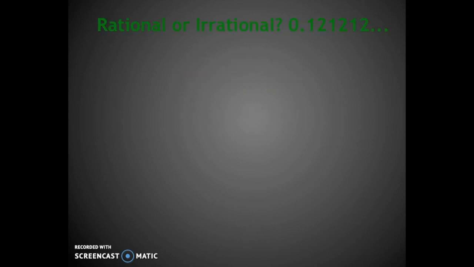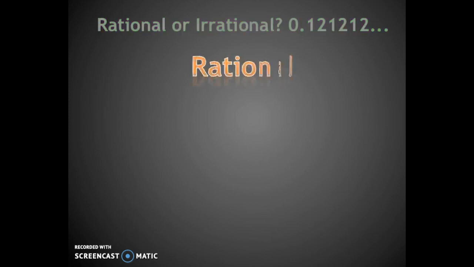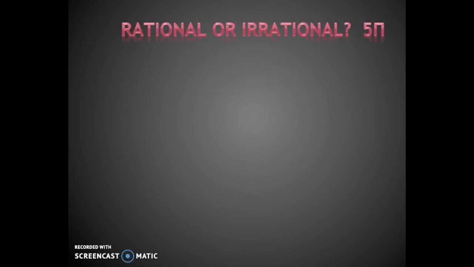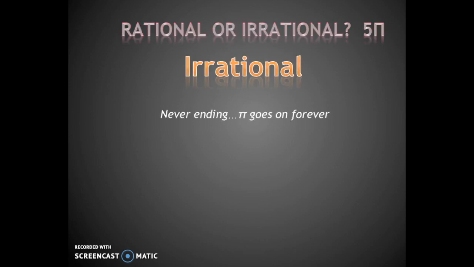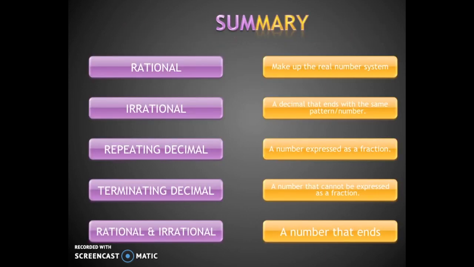Rational or irrational? 0.121212. I see a pattern. So it's rational. It's repeating. Rational or irrational? 5 pi. It's irrational because pi, it goes on forever. It's never ending.